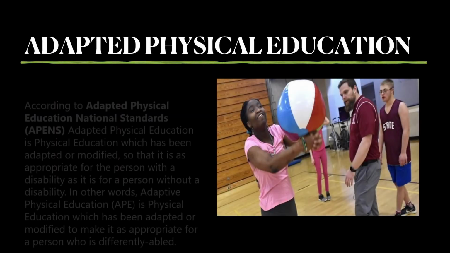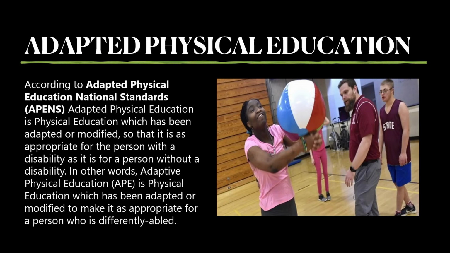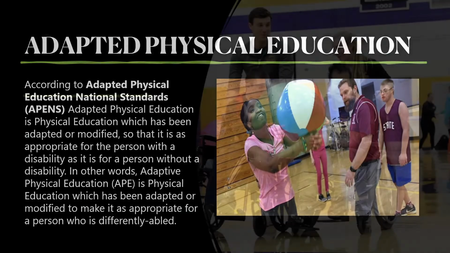Adapted physical education. According to Adapted Physical Education National Standards, APENS, adapted physical education is physical education which has been adapted or modified so that it is as appropriate for the person with a disability as it is for a person without a disability. In other words, adaptive physical education, APE, is physical education which has been adapted or modified to make it as appropriate for a person who is differently able.